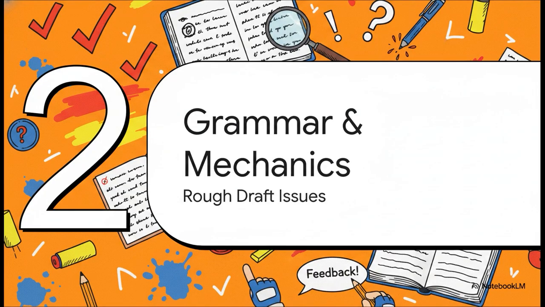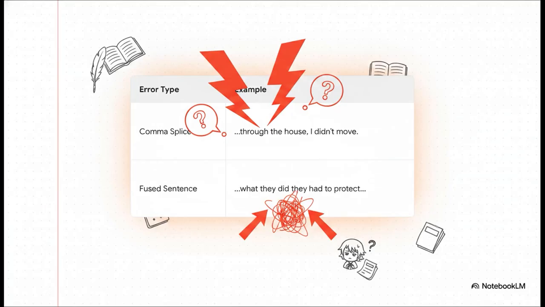Section 2. Grammar and mechanics and rough draft issues. While reading, you will encounter sentence-level errors that need your attention. Let's look at two frequent issues. First, examine the comma splice example. The sound of the doorbell echoed through the house, I didn't move. A comma alone cannot join two independent clauses. You will need to flag structural issues like this.